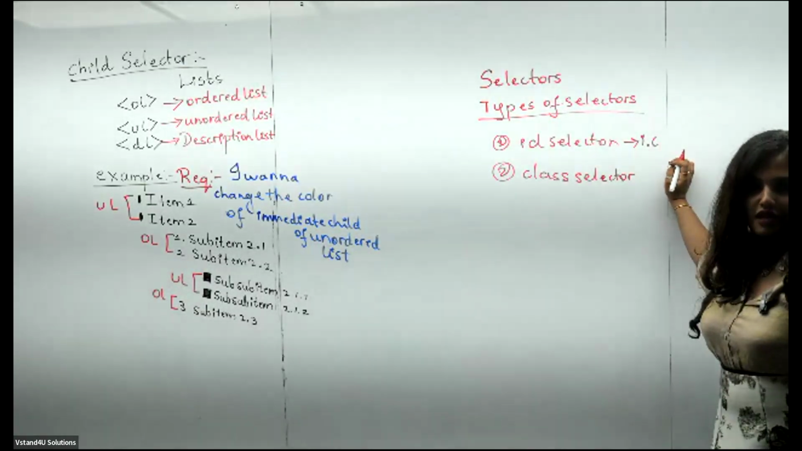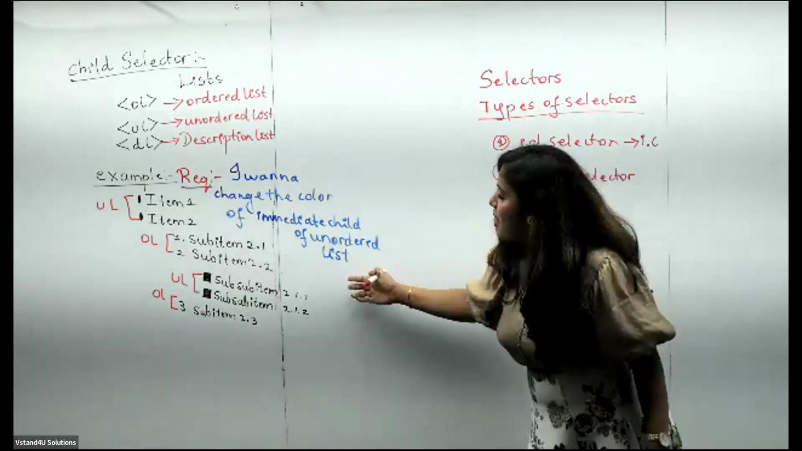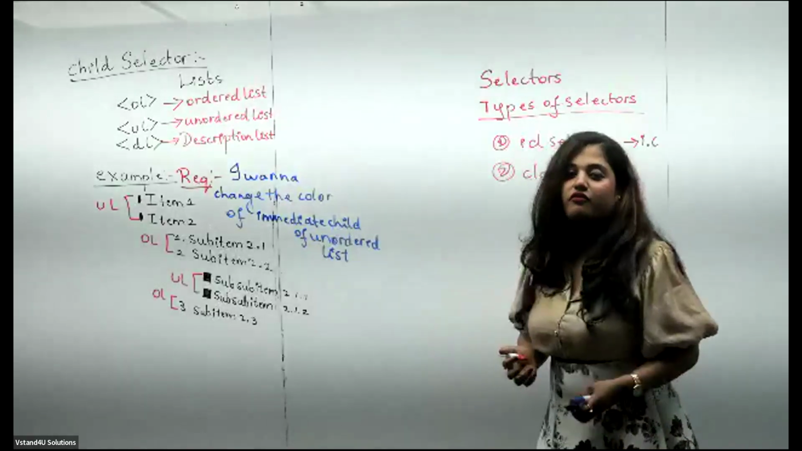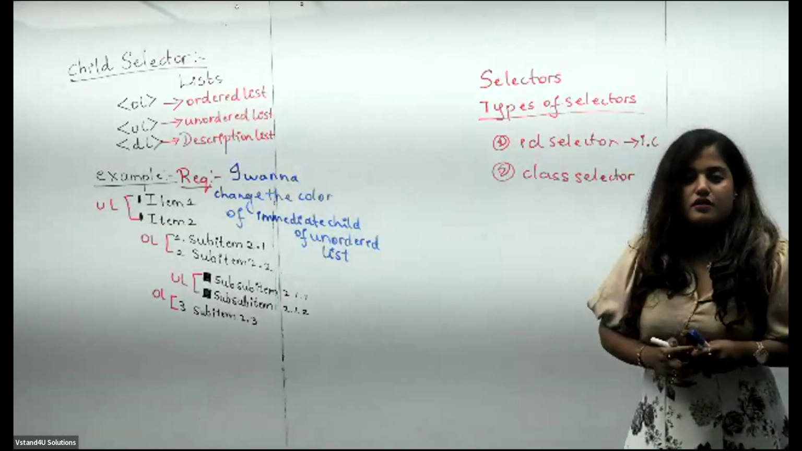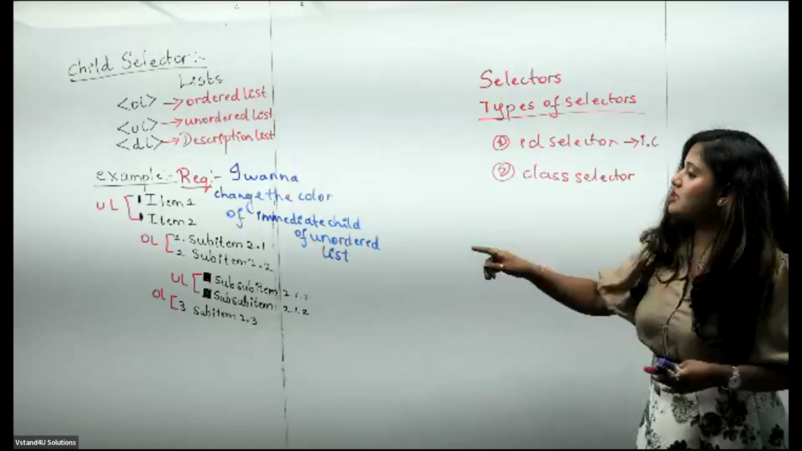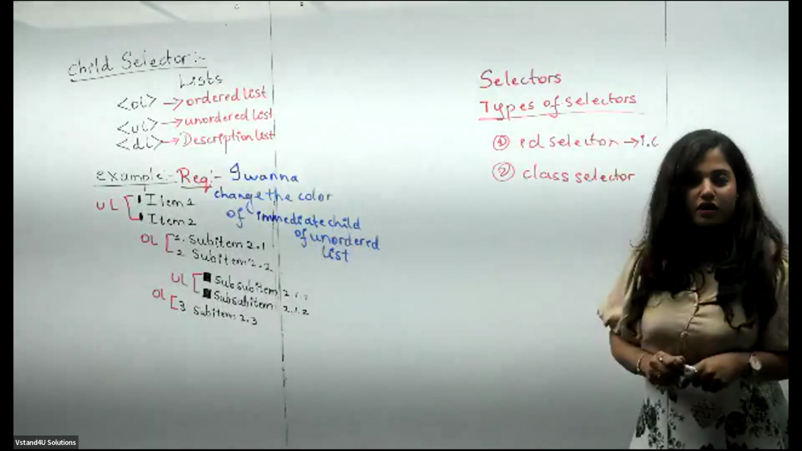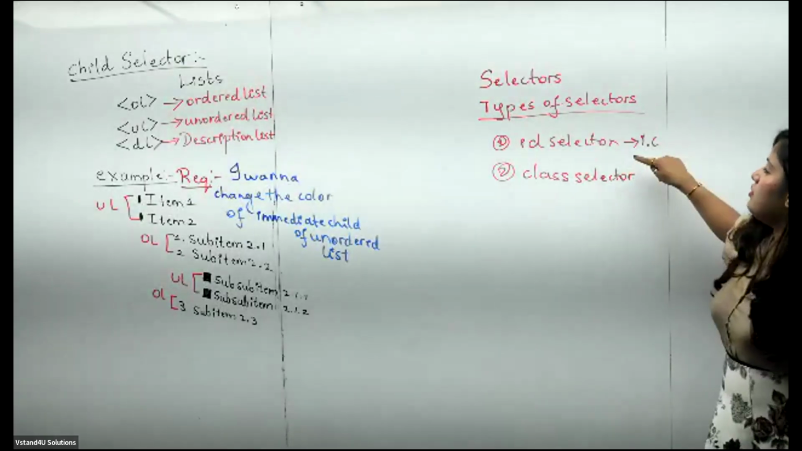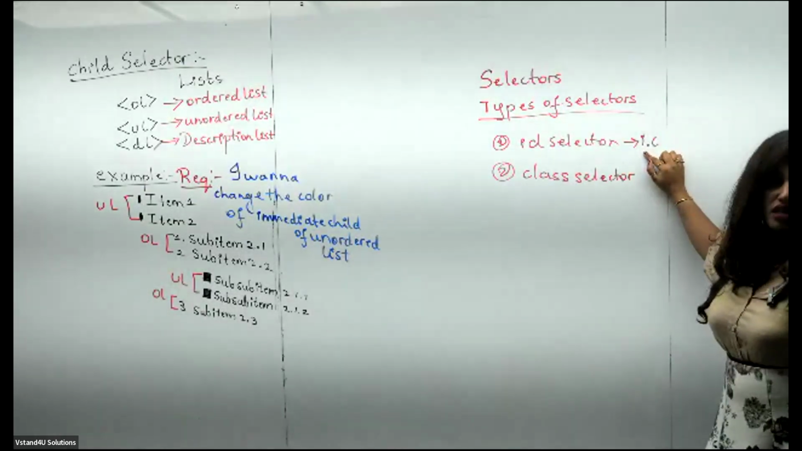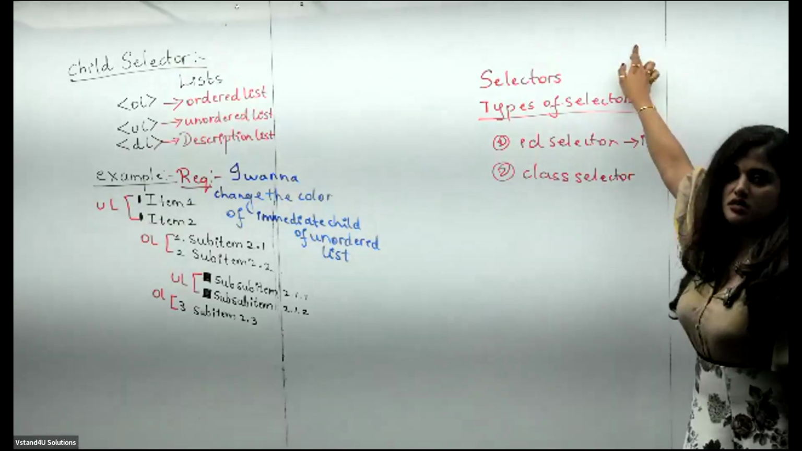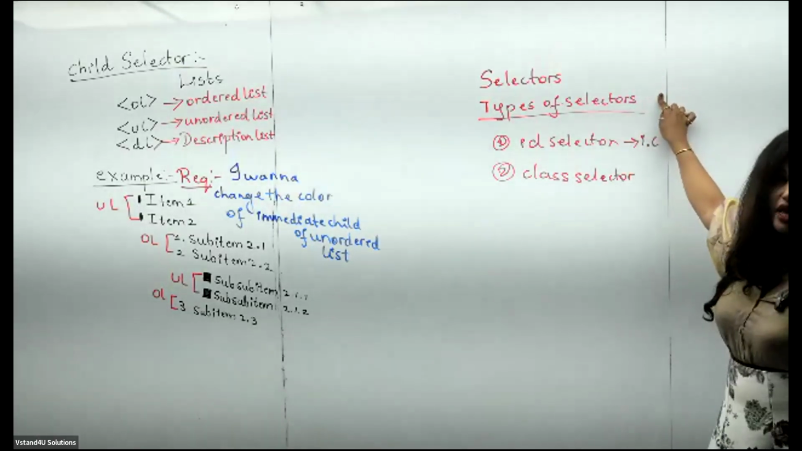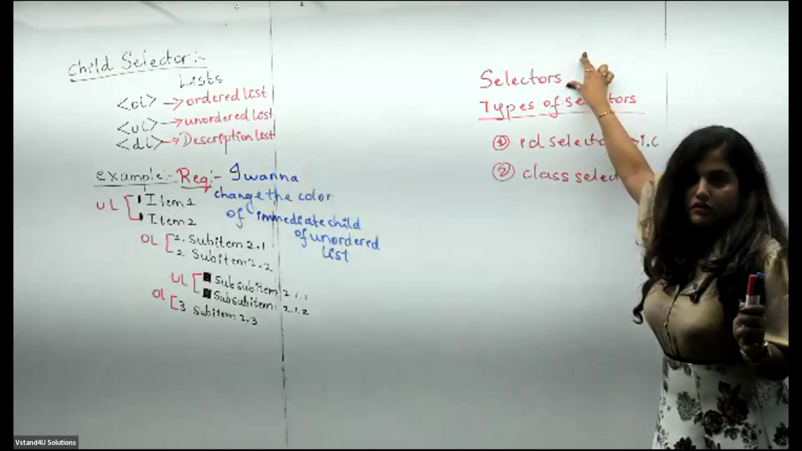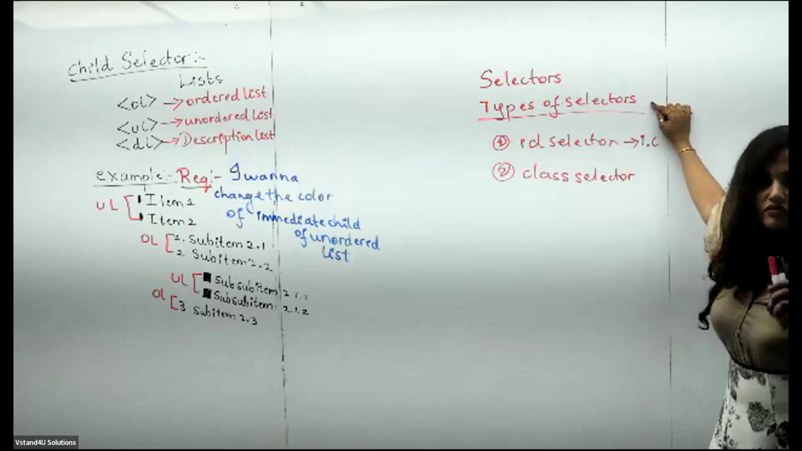Types of selectors. Then why there you said, ma'am, for subitem 2.1.1, 2.1 is the parent element. So now can I say subitem 2.2 is the parent element? Yes or no? If this is the immediate child, which is the parent element? Not selectors, it is types of selectors. Yes, it belongs to the group of selectors, but it comes under types of selectors.